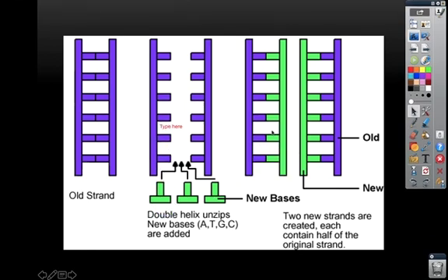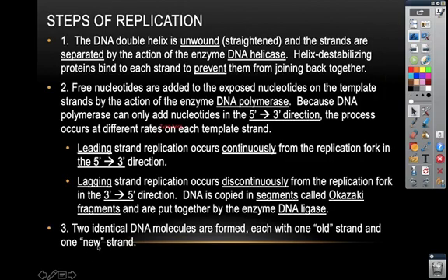All right, so this diagram here just kind of shows you the process of replication. Old strand uncoils, opens up, new bases are added, so you get half old and half new DNA. Semi-conservative. Okay. So now let's talk a little bit about the steps of replication.